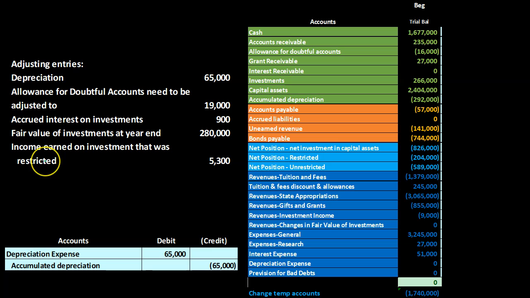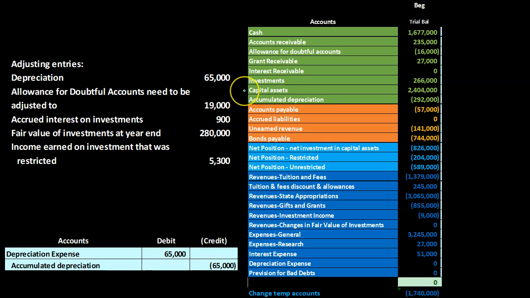Next transaction, we have our adjusting entries, starting with the depreciation. We're not going to go through the calculation of depreciation and all that kind of stuff. If you want to look into that, it's a topic in and of itself. We do have a course on depreciation. You can take a look at that. We're just going to simply record the depreciation here, similar to a for-profit type of organization.